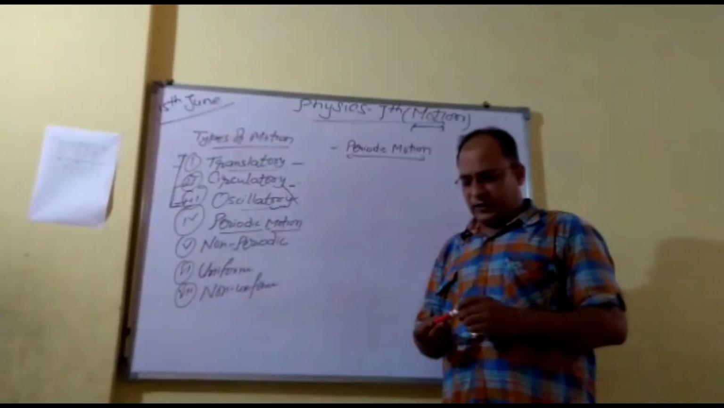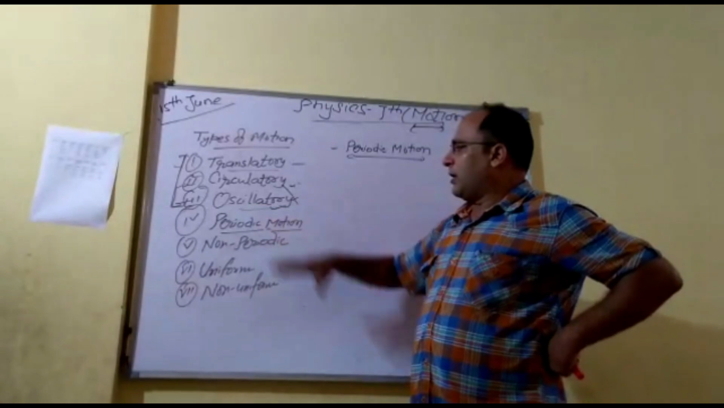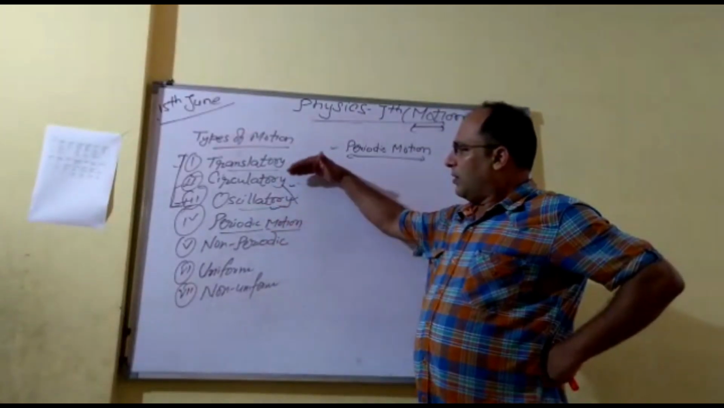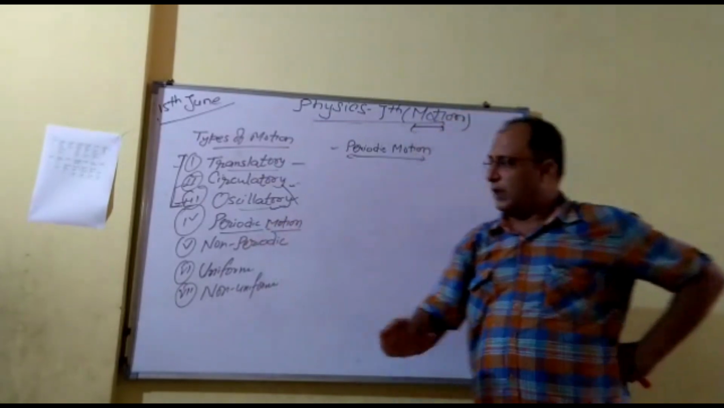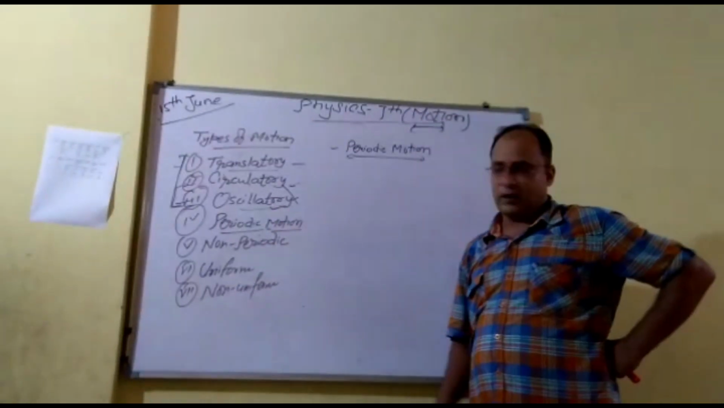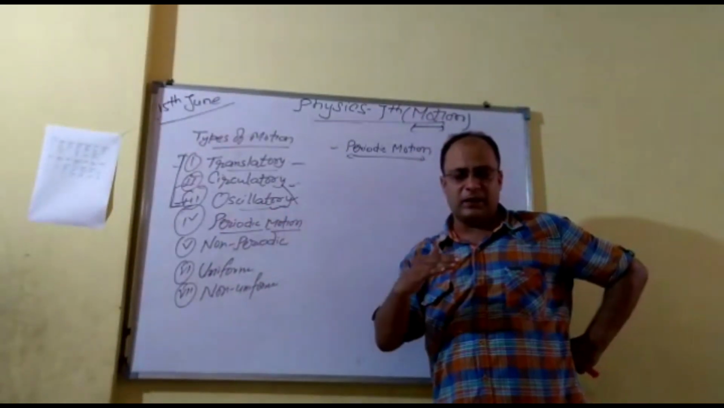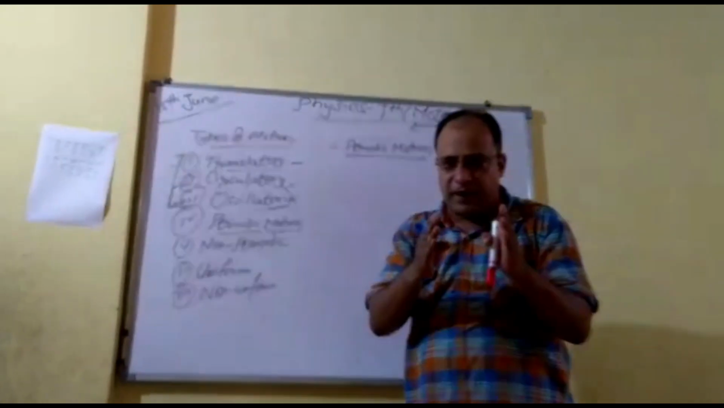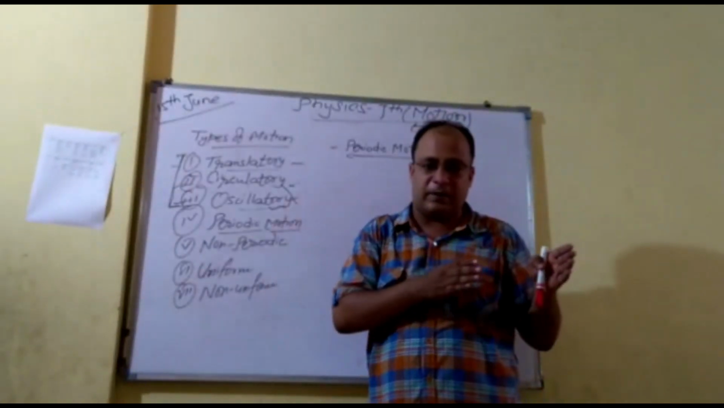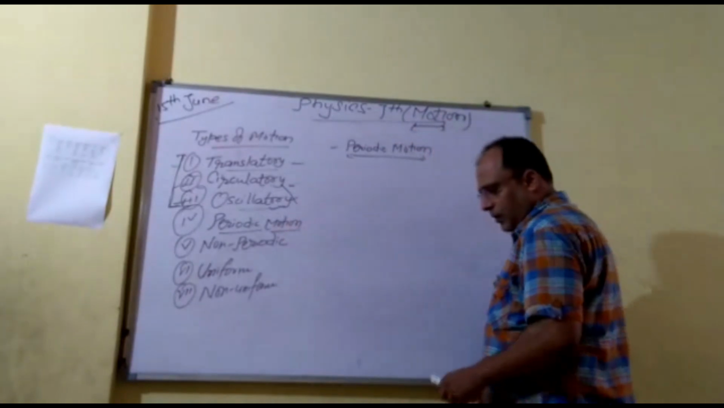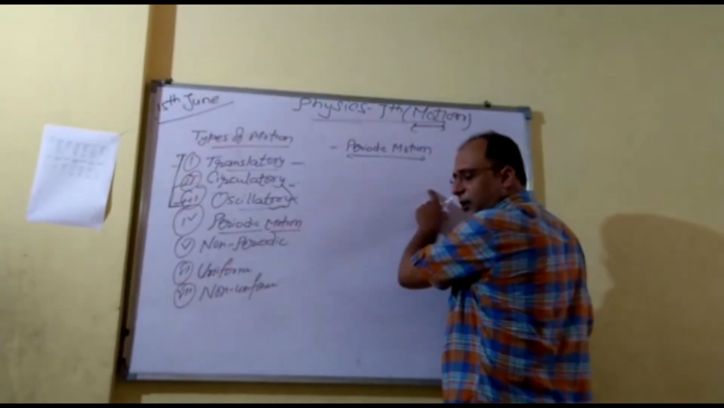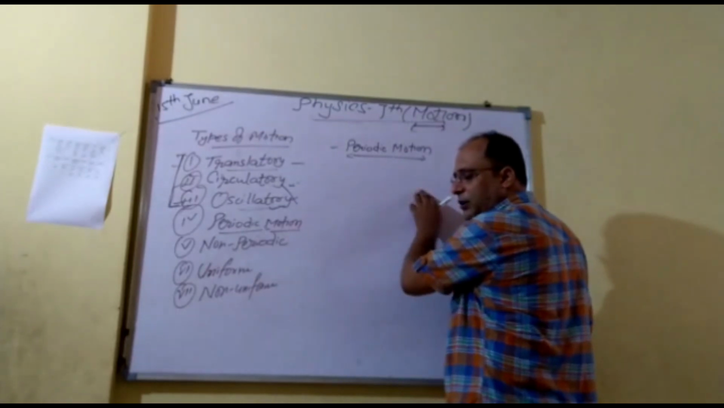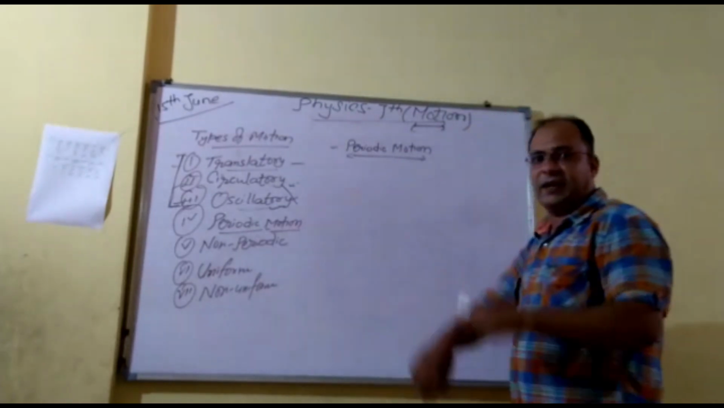Okay, students, we are talking about oscillatory motion, circulatory motion, translatory motion. Now, another motion is periodic motion. The word periodic means regular interval. The meaning of period is interval, regular interval. The motion which repeats after a certain interval of time, that is, a regular interval of time, is called periodic motion. Like a watch.